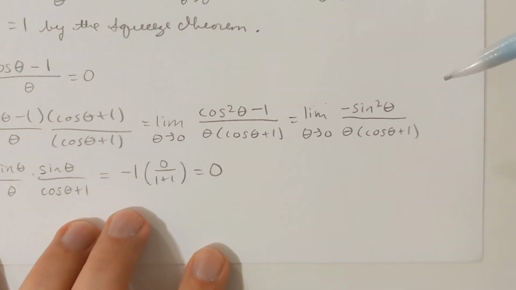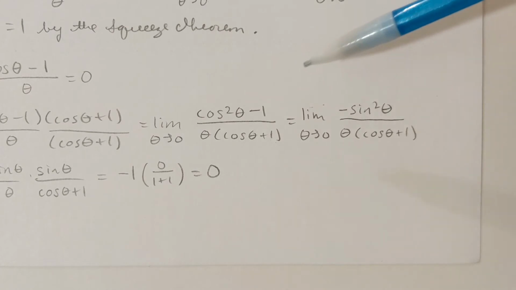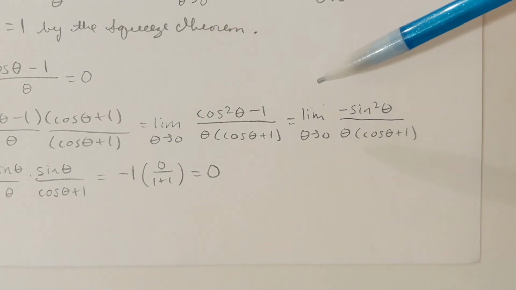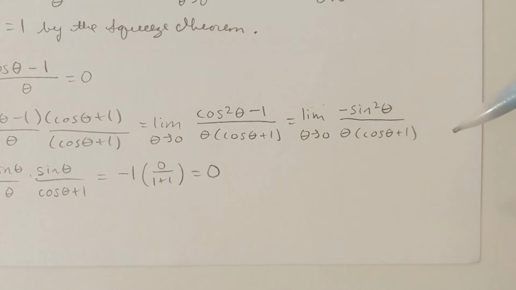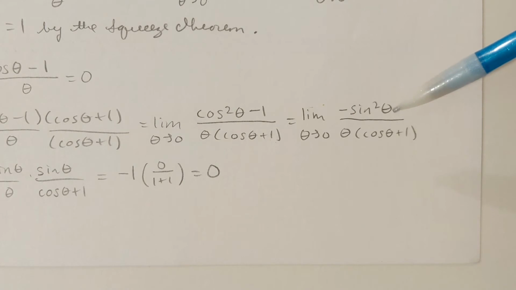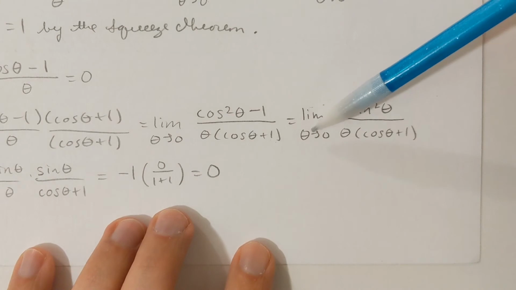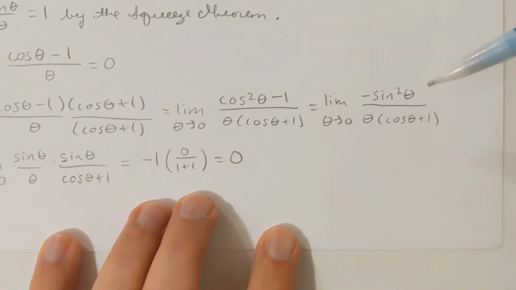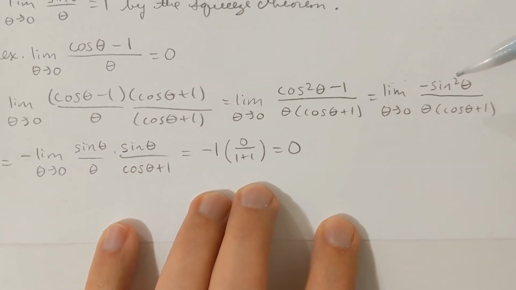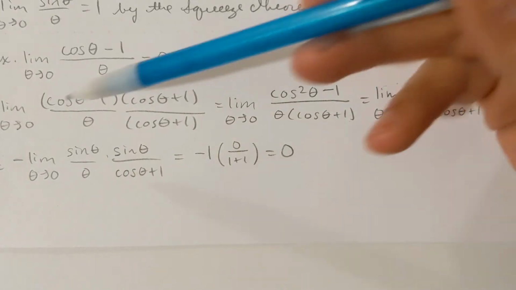And now sine squared theta plus cosine squared theta is 1. So cosine squared theta minus 1 would be the same as negative sine squared theta. I'm using that Pythagorean identity to get to the next line here. I still can't plug 0 in, right? But sine squared theta is the same as sine theta times sine theta, right? And the negative can be brought outside the limit here.